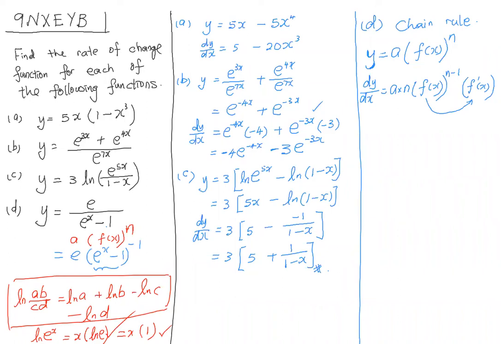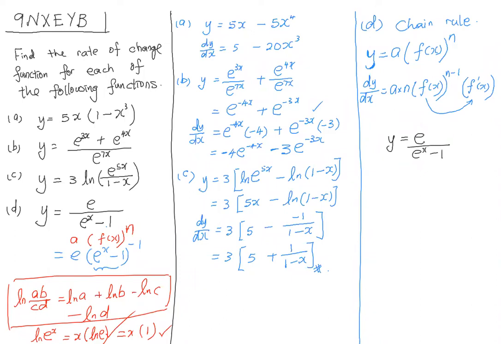Okay, so can you please try to do part D? Okay, you should be able to get your answer already, correct? So part D, I'm going to write down the question: y equals e over e to the power x minus 1. Okay, so first step, what must I do?